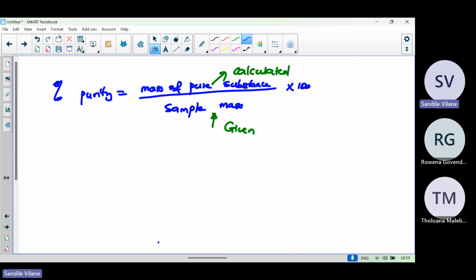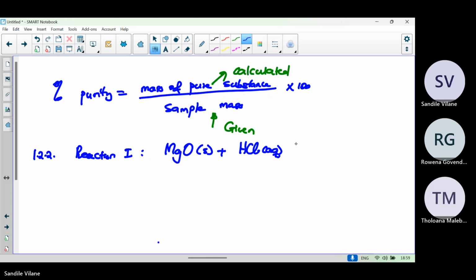In this question, there are 2 reactions. Reaction number 1 is between magnesium oxide, which is solid, and hydrochloric acid, which is an aqueous solution, to produce magnesium chloride as well as water. But this is not balanced. So there are 2 of those, and then we put 2 there. It looks balanced now. That is reaction number 1.